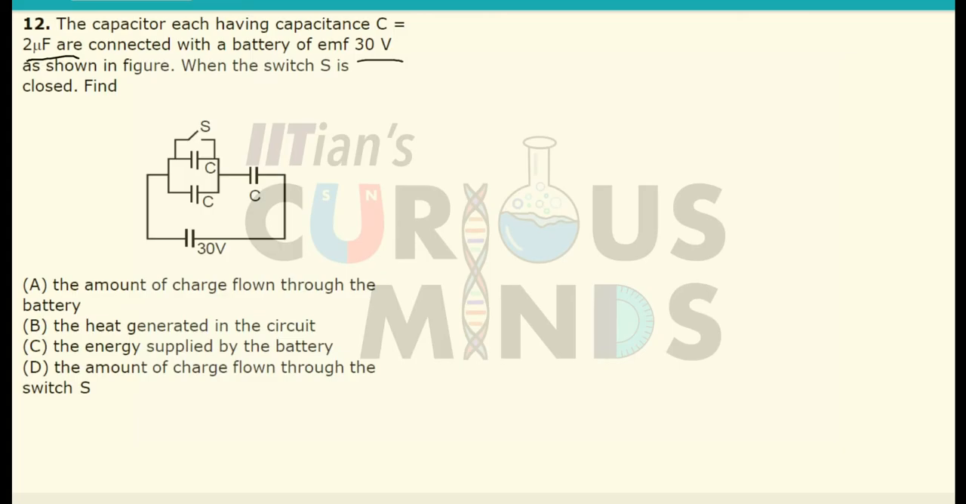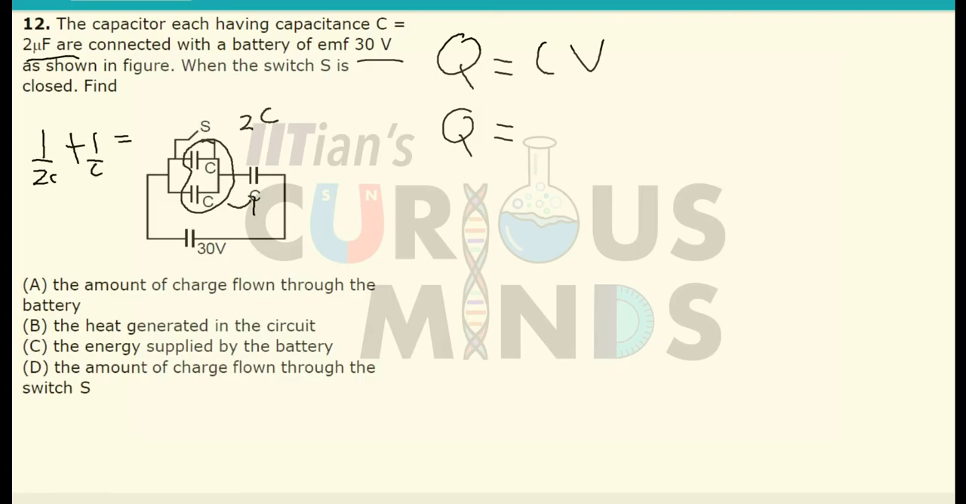Before S was closed, the total charge in the circuit was equal to C into V, where C is the equivalent capacitance. Two capacitors are in parallel, so the resultant capacitance is 2C. It is in series with C, so 1 by C_S equals 1 by 2C plus 1 by C, which is equal to 3 by 2C. So this is the equivalent series capacitance.